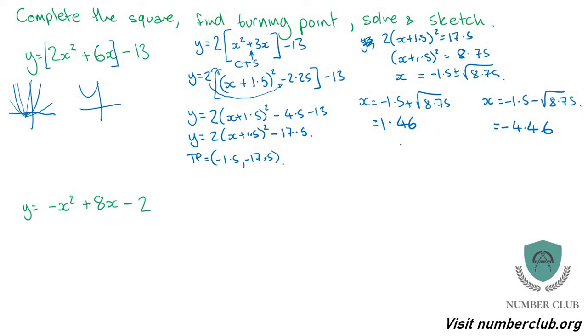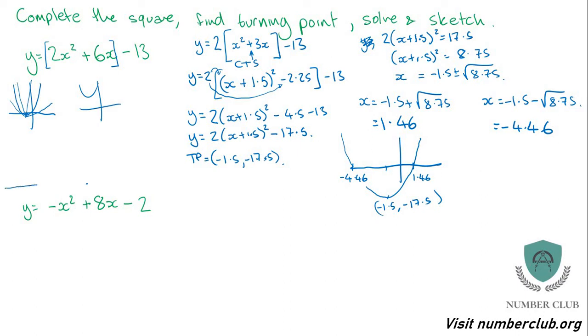Okay, the sketch for this, we've got 1.46, we've got negative 4.46. If you add those up and you halve it, think about what you might get. All right, you get negative 1.5, wouldn't you? Which is why the turning point's at negative 1.5, which is halfway between those numbers. See there? That's negative 1.5, negative 1.5, and negative 17.5.